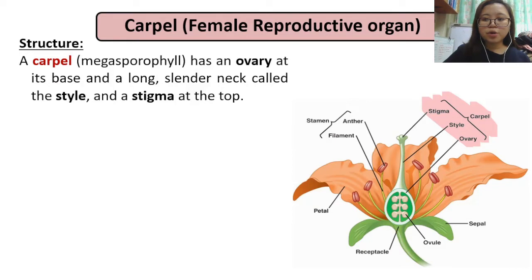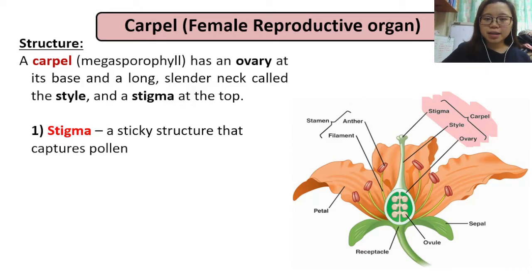Okay, so we're going to go into each of these organs. We'll focus more on the carpel and also the stamen. So we'll look at ladies first. Ladies first is the carpel, the female reproductive organ of the flower. So how is the structure? The carpel, or we can also call it a megasporophyll, has an ovary as its base and a long slender neck called the style and a stigma at the top.